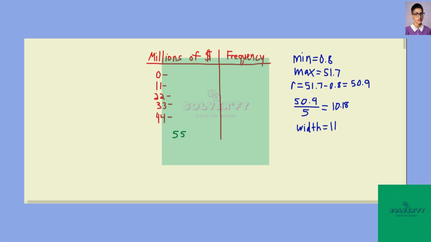All right, and before this 11, we'll end at 10 for our first class. 21 will come right before the 22. 32, 43, and then finally 54 comes before this 55.